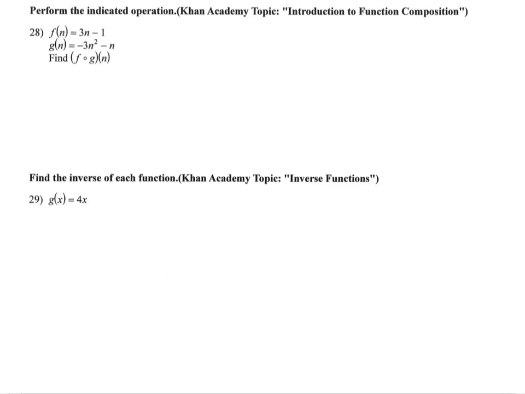Okay, number 28, we have composite functions. So f of g of n, I'm just going to rewrite it as f of g of n. I think it's a little easier to see like that. So I'm going to plug in exactly what g of n is into this little equation. So f of negative 3n squared minus n.